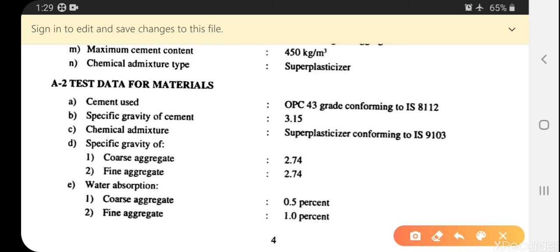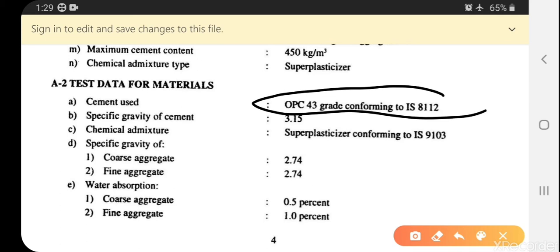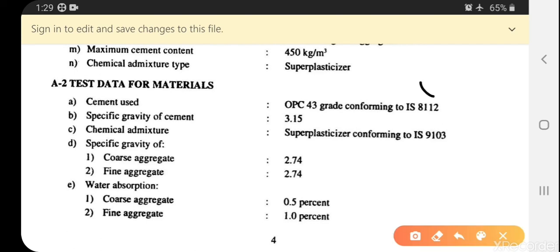For M20 grade of concrete, similar materials are used, and the cement or any materials are tested before, because the properties with varying compressive strength are different. For the mix design, these are essential. So first test result for the material: cement used is 43 grade, that is conforming. Next, specific gravity of the cement. In the previous test, this result was not given. So specific gravity of the cement is 3.15.